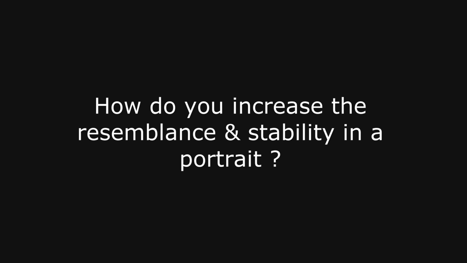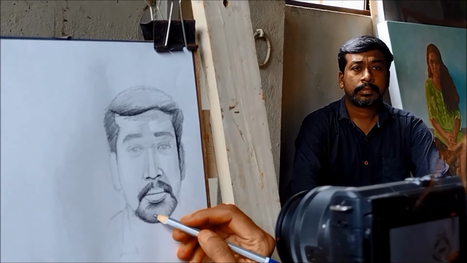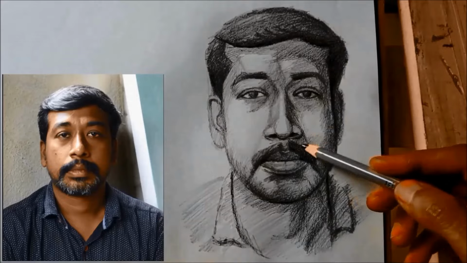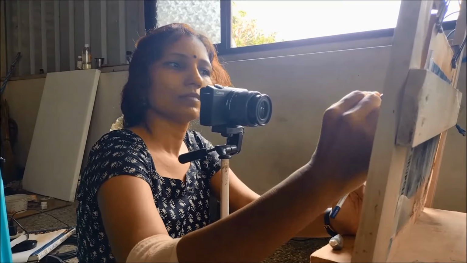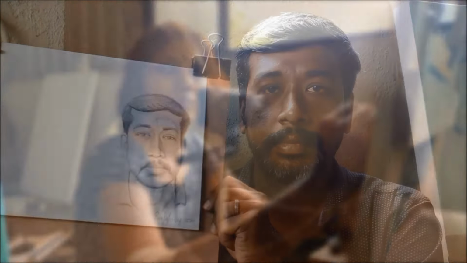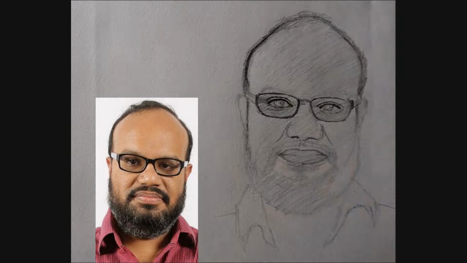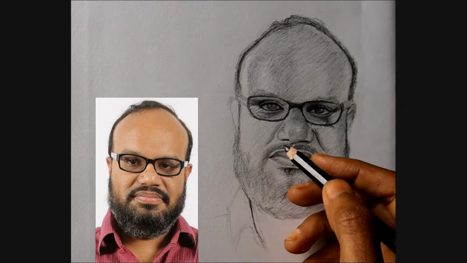Now, how do you increase the resemblance and stability in a portrait? That is where my technique comes into the picture. In this course, I am going to teach you how to achieve resemblance of up to 90% or more to the character using freehand. If you learn how to achieve resemblance through freehand, it will be a cakewalk to achieve it using the grid method.